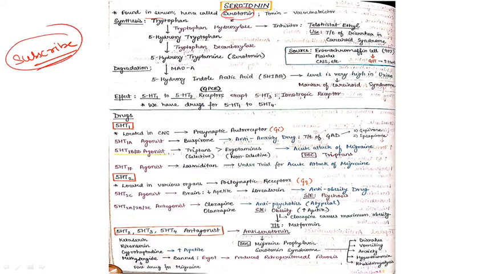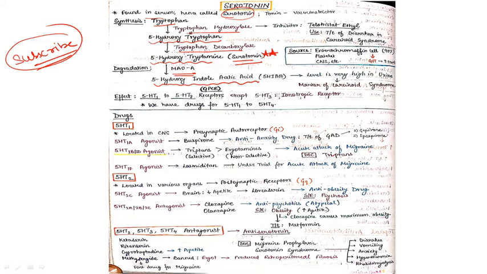Now coming to the synthesis part of serotonin. First, tryptophan. By the action of the enzyme tryptophan hydroxylase, it will be converted to 5-hydroxytryptophan. Then by the action of the decarboxylase enzyme, it will be converted to 5-hydroxytryptamine, that is known as serotonin. And by the action of the MAO-A enzyme, it will be metabolized into 5-hydroxyindole acetic acid. Clear? So this is the basic synthesis process of serotonin.